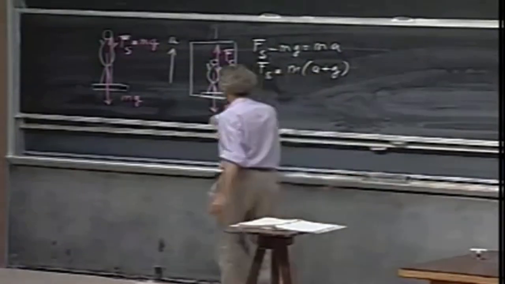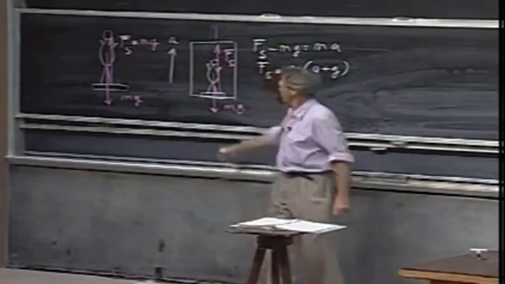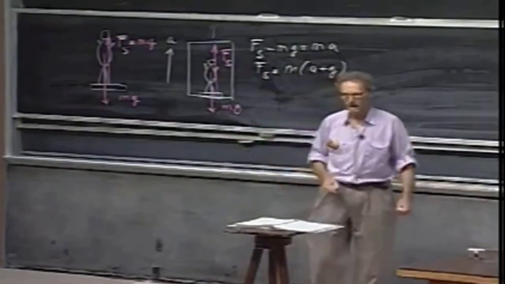If I accelerate upwards with 30 meters per second squared, 30 plus 10 is 40. I am 4 times my normal weight. Instead of my 165 pounds, I would weigh close to 700 pounds. I see that. Seeing is believing. That is my weight.